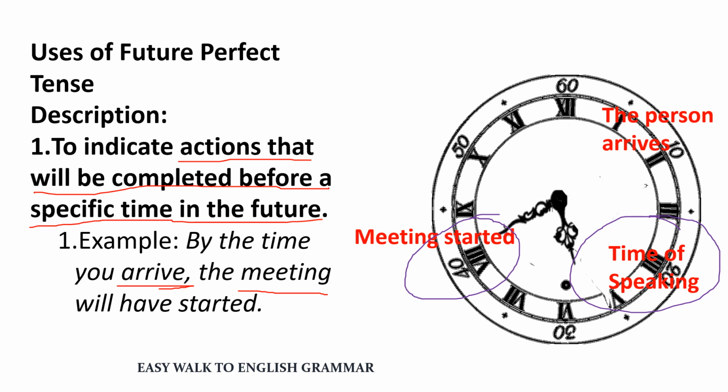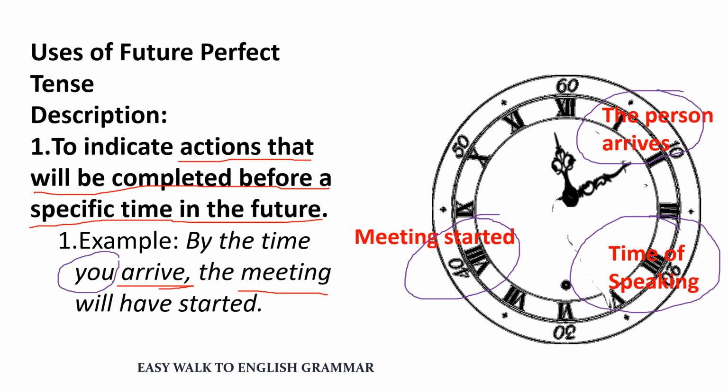The clock once again starts to tick. There is some time in the future when the person, here the person is the you in the sentence, arrives. Here happened the completion of the second action. Now, did you understand that we speak about two actions that will be completed only in the future? And we used the future perfect tense to indicate those actions. If not, we'll deal with one more example.